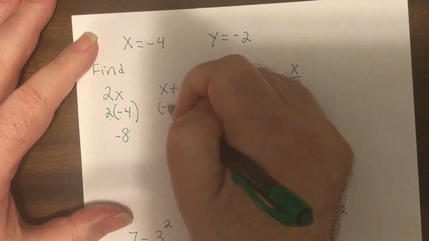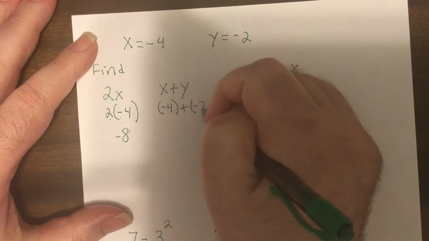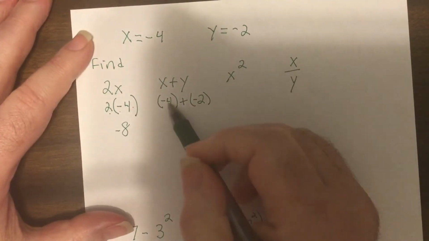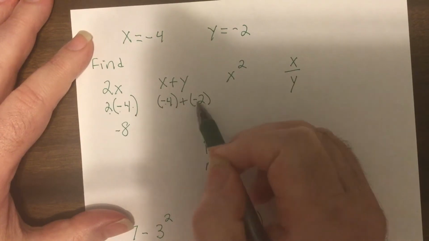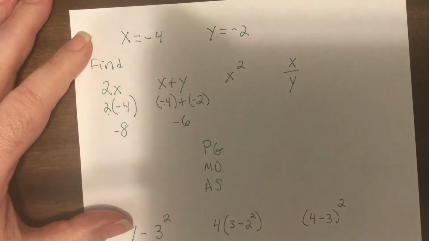So this would be -4 plus -2. And as we learned in chapter 0, they're the same sign, so you just add the digits or add the numbers without the sign and keep the sign. 2 plus 4 is 6, so it'd be -6.